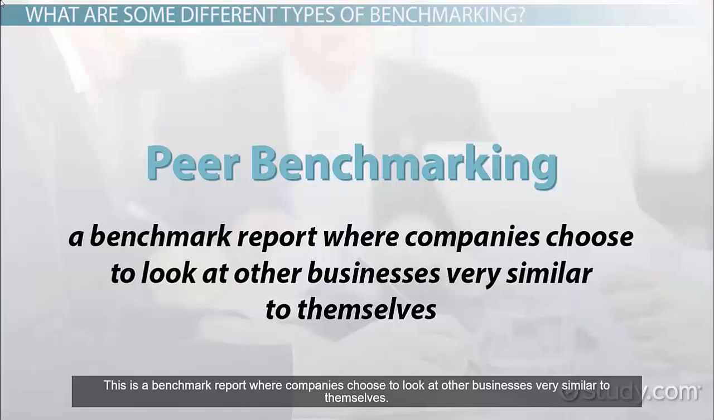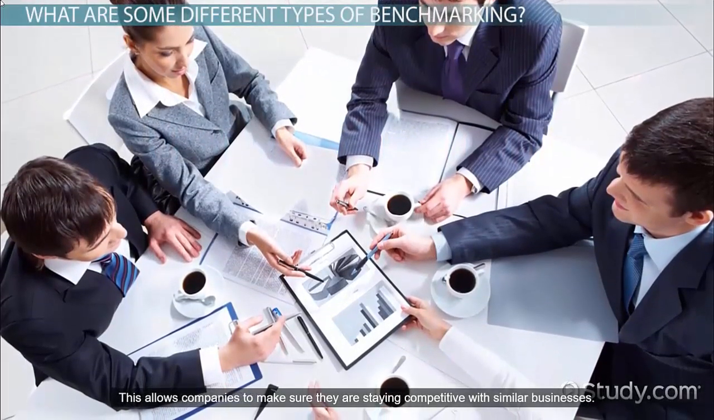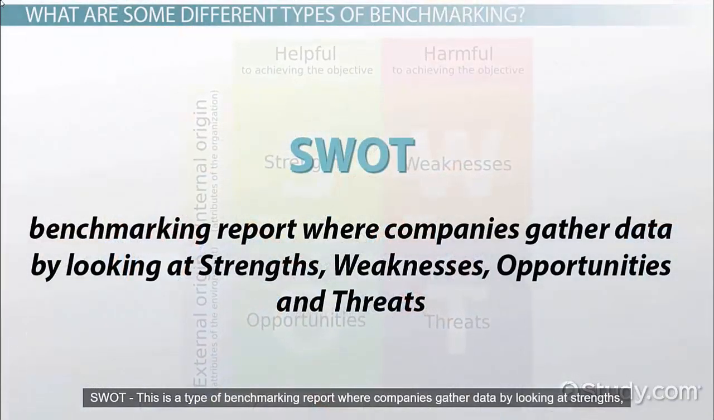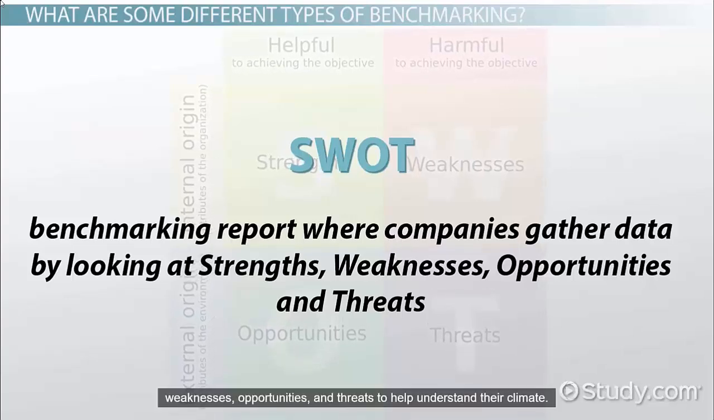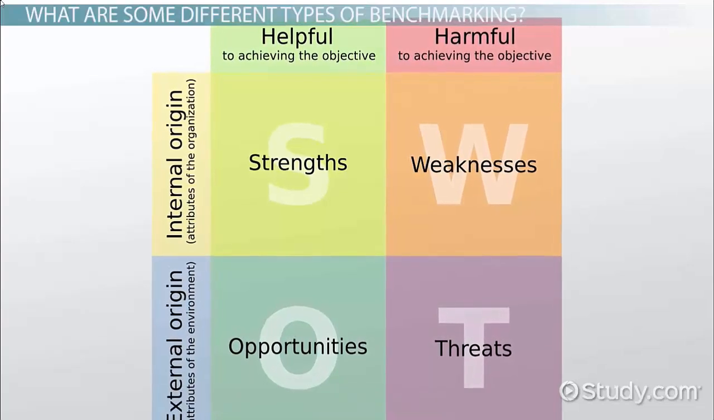This is a benchmark report where companies choose to look at other businesses very similar to themselves. This allows companies to make sure they are staying competitive with similar businesses. SWOT. This is a type of benchmarking report where companies gather data by looking at strengths, weaknesses, opportunities, and threats to help understand their climate.